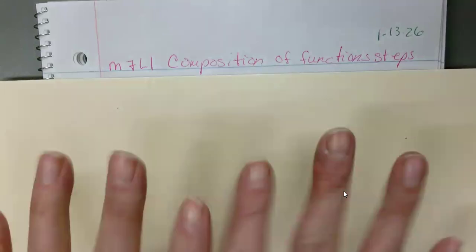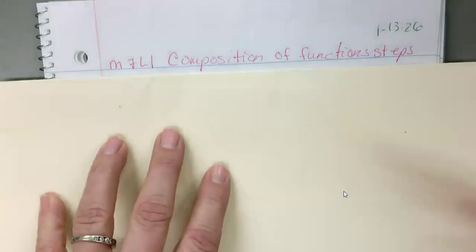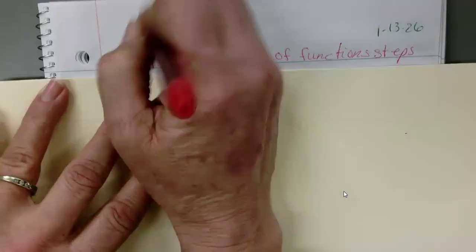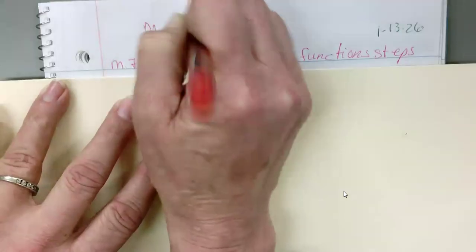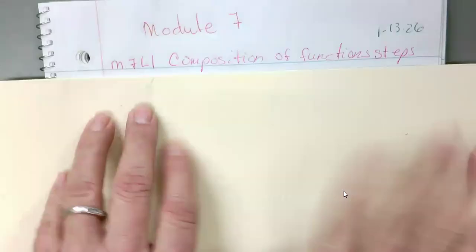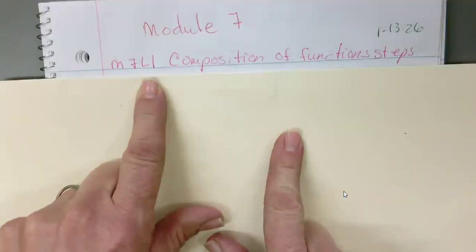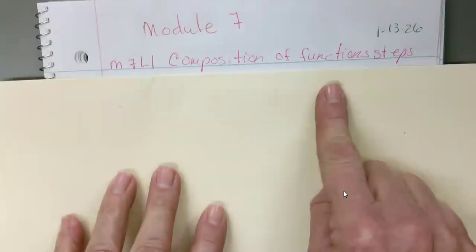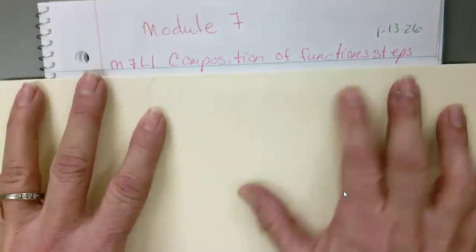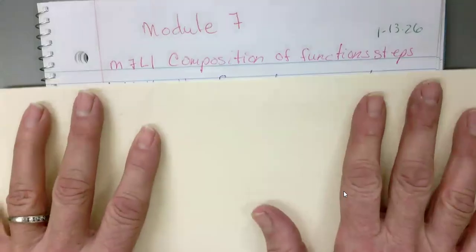Start on the very first page of your notebook for semester 2. You can title it nice and big Module 7 if you like, since this is the beginning of our Module 7. This is for Module 7, Lesson 1, Composition of Functions Steps. Today is the 13th of January for us, 2026.